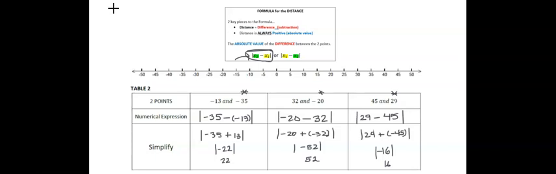Second one, negative 20 plus negative 32 is negative 52. Absolute value of negative 52 is 52. And finally, if we're doing 29 minus 45, we're going to subtract 45 minus 29, which gives us negative 16 because there's more negatives than positives. And the absolute value of negative 16 is 16. So that should hopefully have helped you find the distance between 2 points on a number line using that formula.